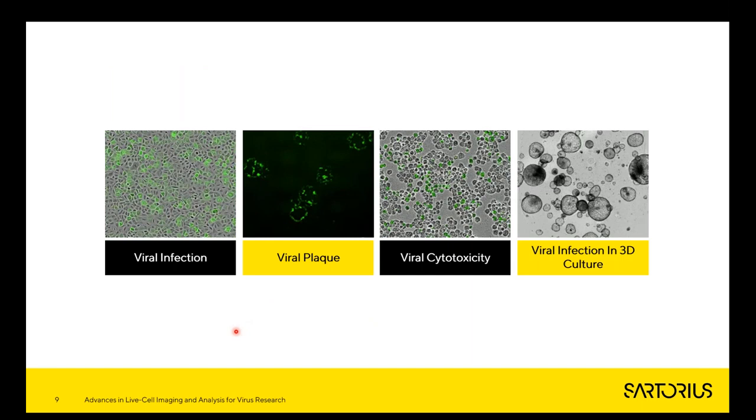So, using viruses that are tagged with a fluorescent reporter gene enables us to really visualize host-virus interactions by quantifying viral infection and viral plaque formation. Then our Incucyte reagent portfolio also allows us to study the mechanism of infection through virus-modulated cell death by quantifying cytotoxicity and apoptosis. And now, also with the launch of our newest organoid module, we can use organoids that are grown and maintained in a Matrigel dome, which offers a physiologically relevant model to also study viral infectivity.